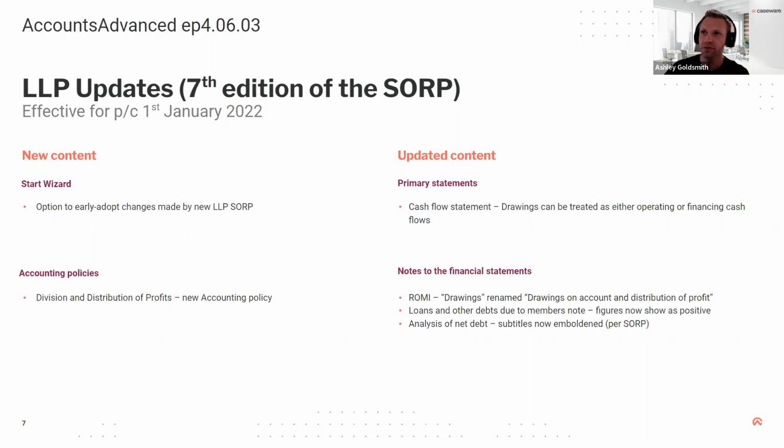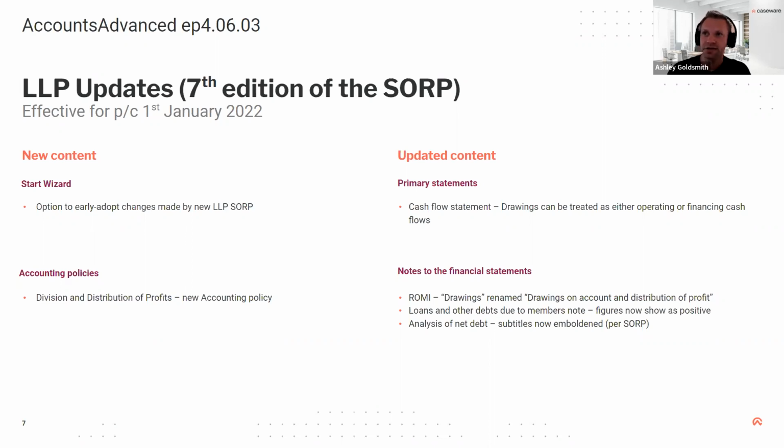There are also a few notes to the financial statements which have changed. The reconciliation of members' interest, or ROMI, literally just a description change there. So drawings per the SORP is to be renamed drawings on account and distribution of profit. So all that will really mean is that that will probably be wrapping onto a second row, depending on the size of your reconciliation of members' interest table.